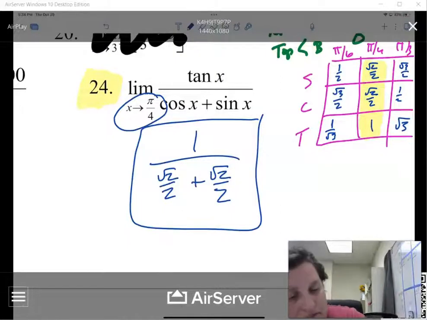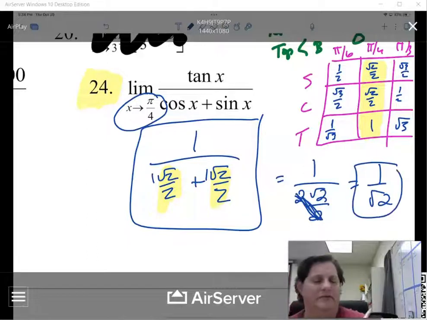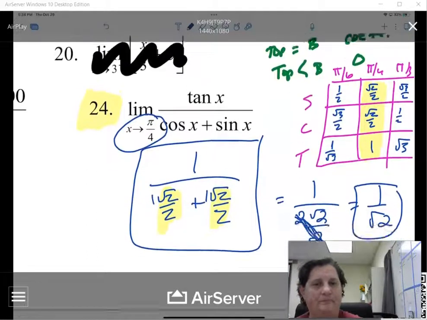If this were multiple choice, right, I'm thinking you'd add those together. 1 root 2 over 2 and 1 root 2 over 2 is 2 root 2 over 2, which would then cancel out, right? But on a free response test, you don't even have to do that. You just got to get your answer there, okay?